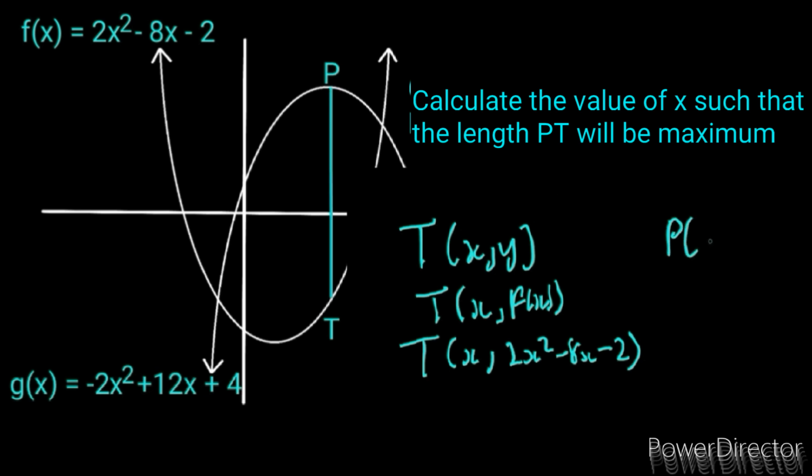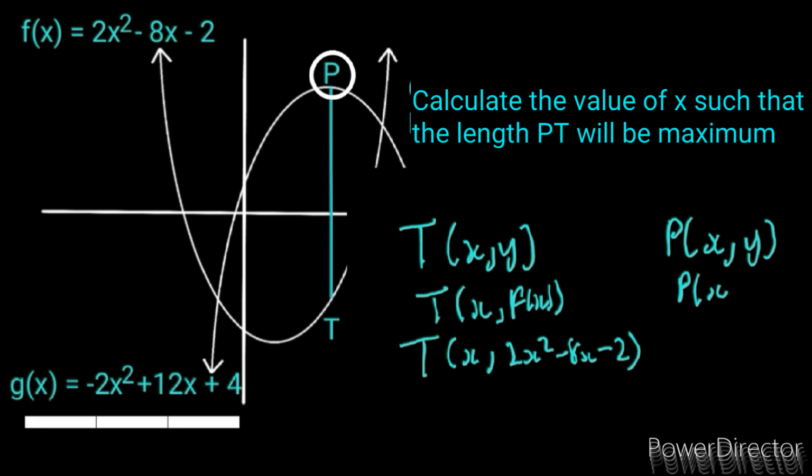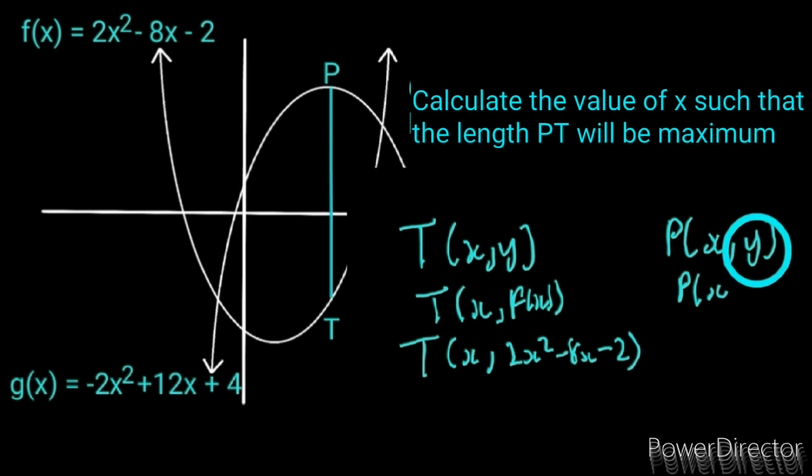Since P is a point on the Cartesian plane, it also has an x coordinate and a y coordinate. So instead of writing y, we will write g(x). Notice that before we were looking at point T, and point T is on the equation of f, so we had to substitute with f(x). Now point P is on the graph of g, so we will substitute y with g(x). Every y value on one graph can be represented as f(x), and every y value on the other graph can be represented as g(x).